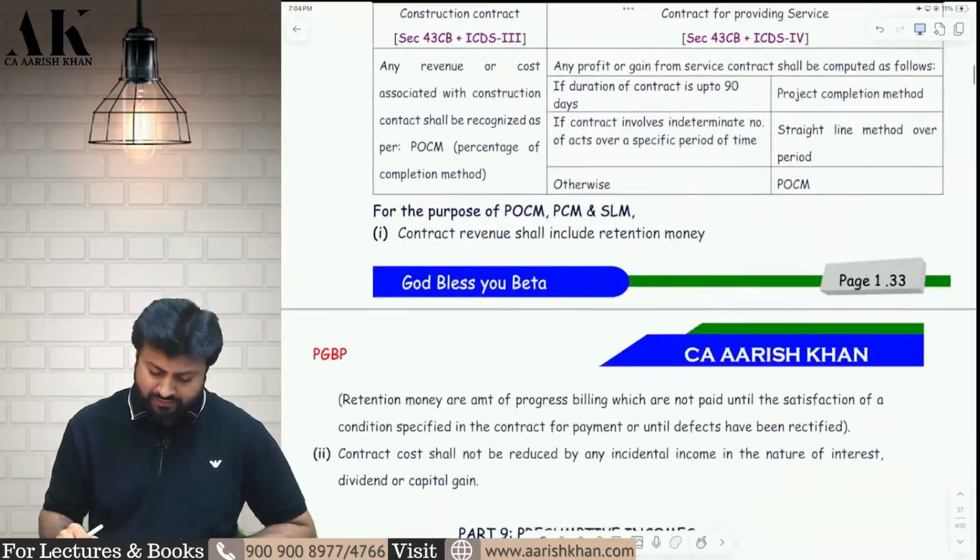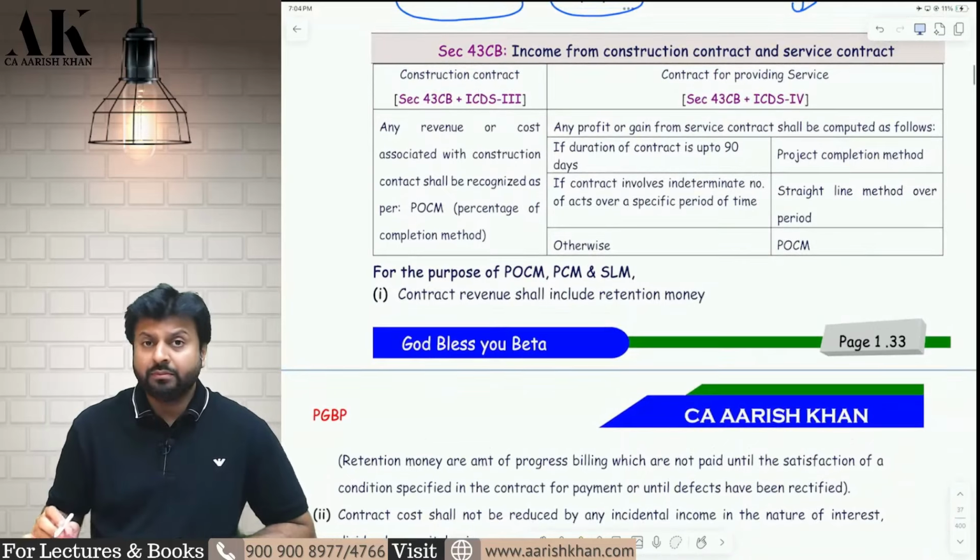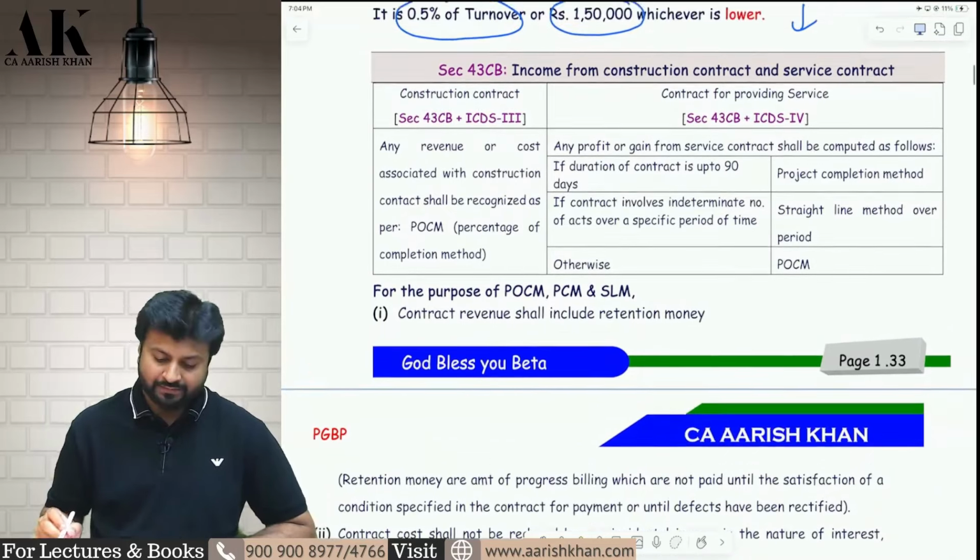Now there is one small section that I will deal with you all, and then we will go ahead with the most important section, that is 44AD, ADA and AE.